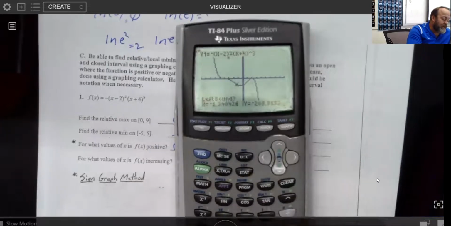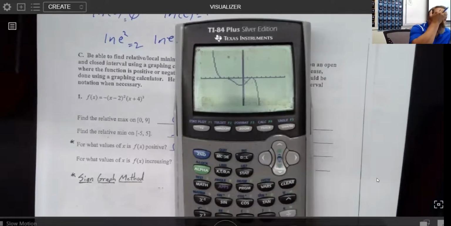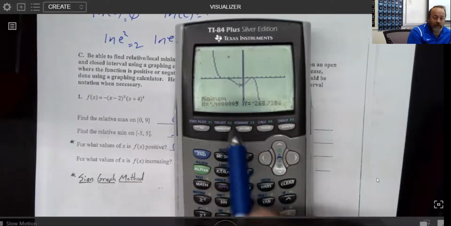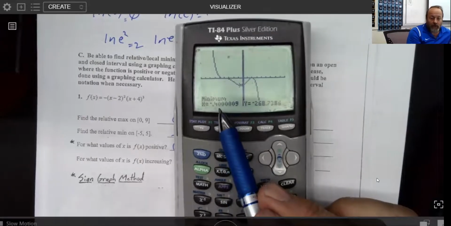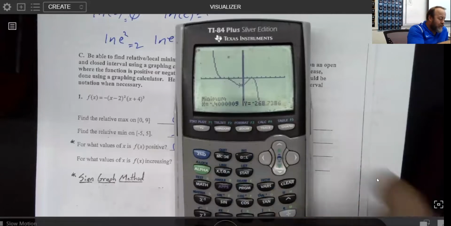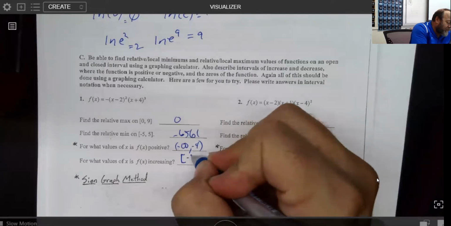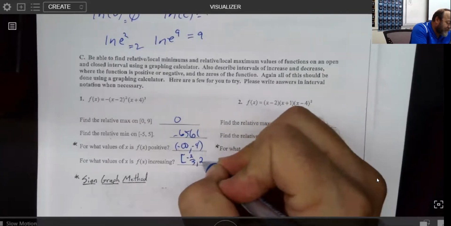I'm going to go clearly to the left, clearly to the right, hit enter a second time. So it appears from approximately negative 0.4 or negative 2/5, and that, by the way, is negative 2/5 for some reasons we'll discuss later. This value is increasing on the closed interval from negative 2/5 until the number positive 2.